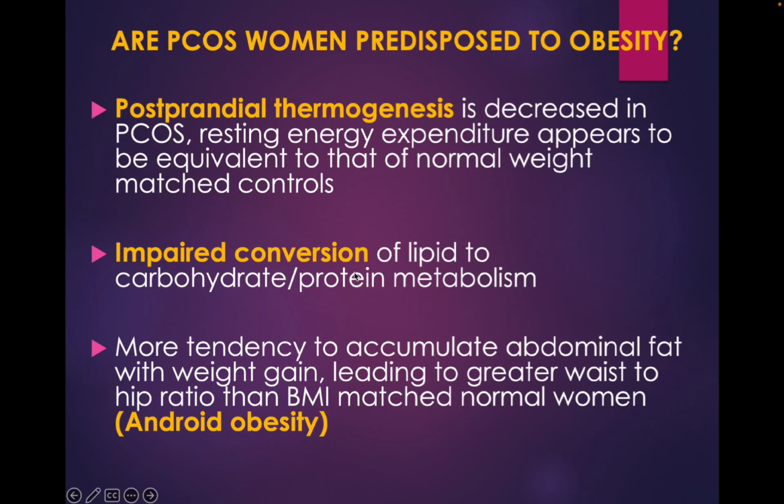There is impaired conversion of lipid to carbohydrate or protein. Because these conversions are not happening, they are more prone to weight gain as compared to normal counterparts. And there is more tendency to accumulate abdominal fat, with weight gain leading to a greater waist to hip ratio than BMI-matched normal women. So even if the woman is lean PCOS, the PCOS patients will have more abdominal fat, and that leads to their increased waist to hip ratio. That particular thing is known as android obesity, and it is the android obesity which is more associated with insulin resistance.